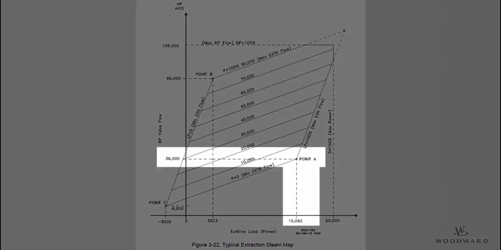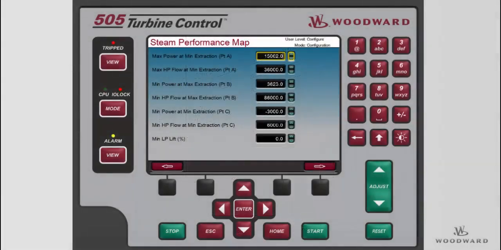Point A is where the P equals 0 and LP equals 100 lines intersect. The S-axis value is defined as max power at minimum extraction and is about 15,062 kilowatts in our example. The HP axis value is defined as max HP flow at minimum extraction, about 36,000 pounds per hour. The S-axis and HP-axis values for point A are entered on the third page of the steam map configuration menu.